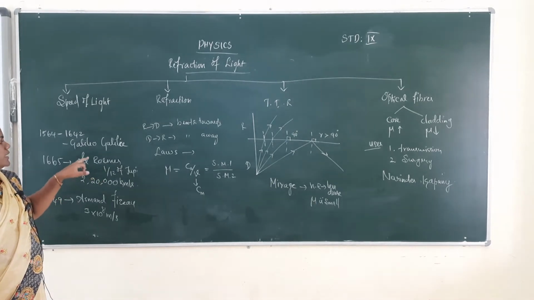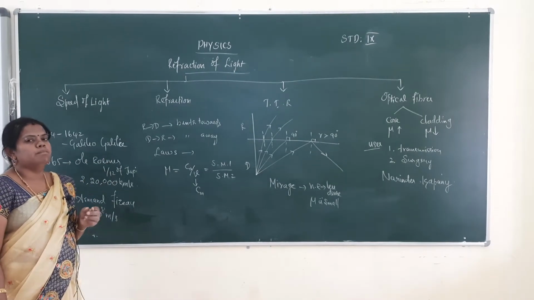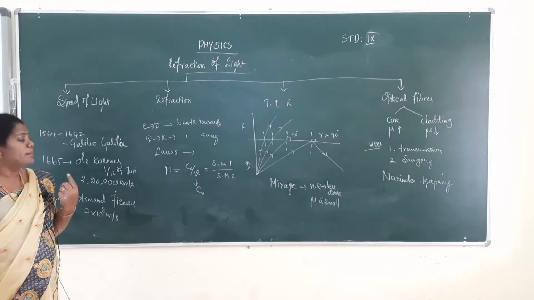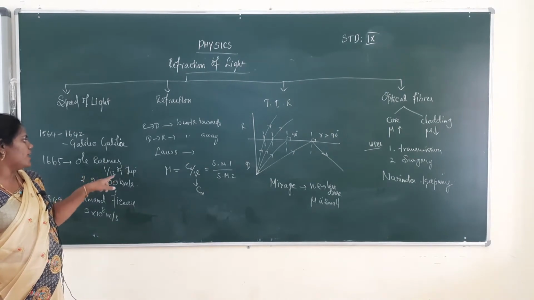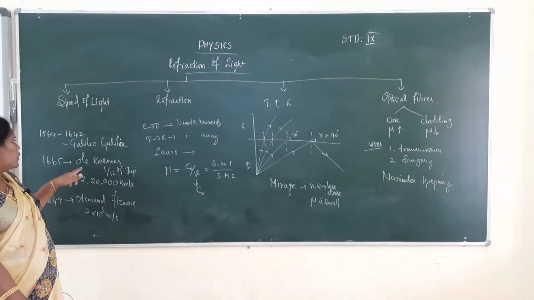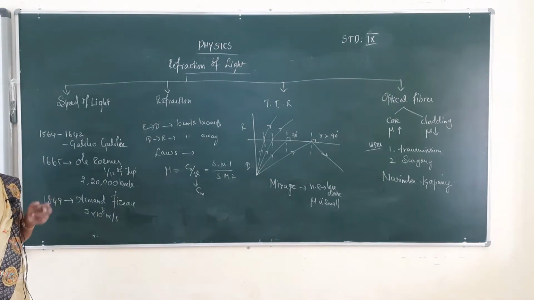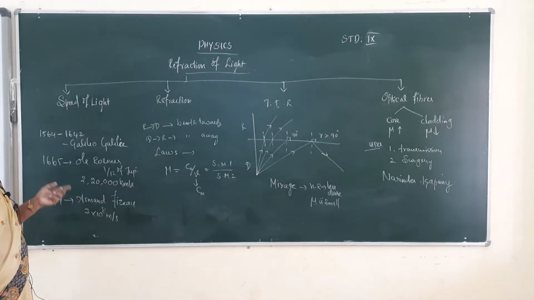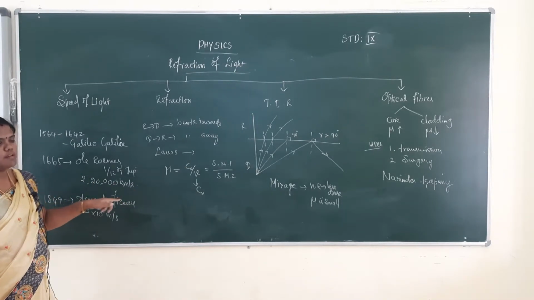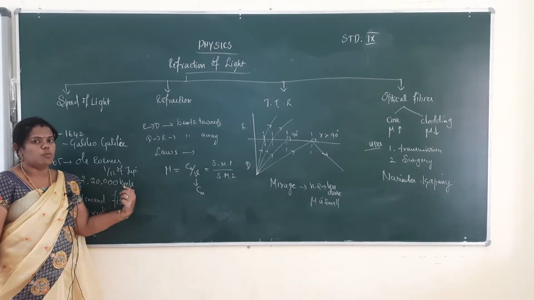Roemer did an experiment to find the speed of light using one moon among the 12 moons of Jupiter. He analyzed the speed of the light passing to the moon. He found the speed of the light to be 2,20,000 km per second. So Roemer gave the speed of the light value as 2,20,000 km per second.